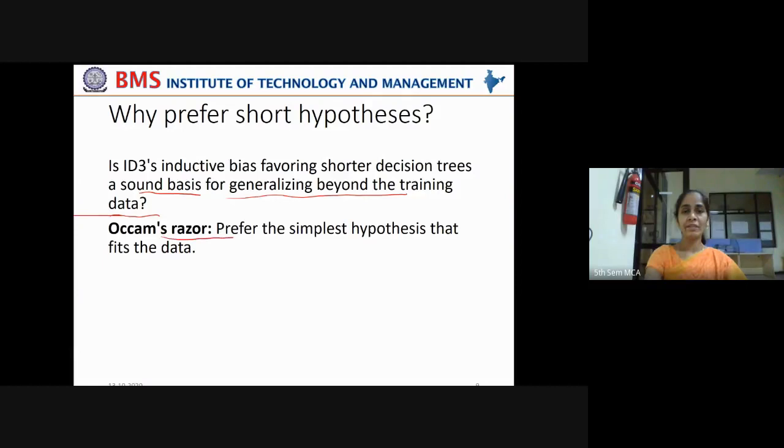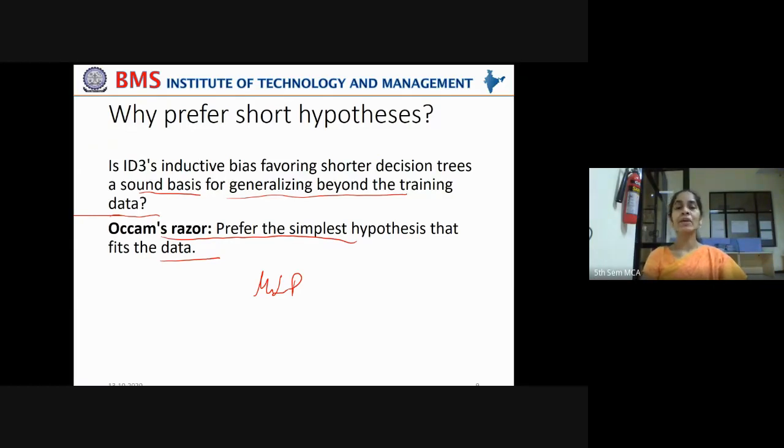See, this is formulated and recorded by Occam's razor, and he made a statement like this: prefer the simplest hypothesis that fits the data. This is also called the minimum length principle. When there are more alternative solutions available, always find the simplest of the solutions.